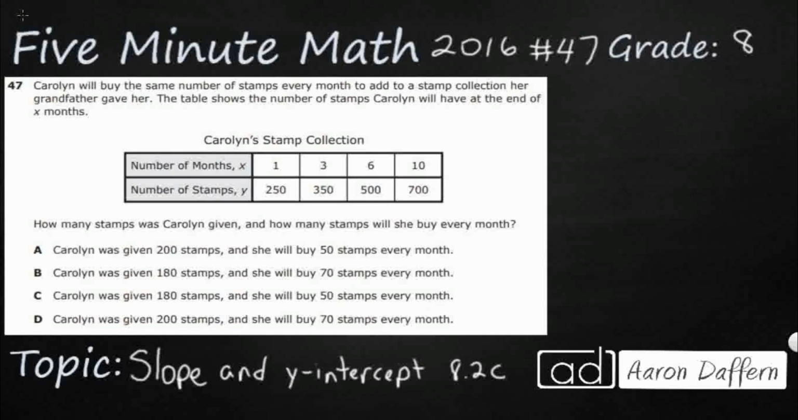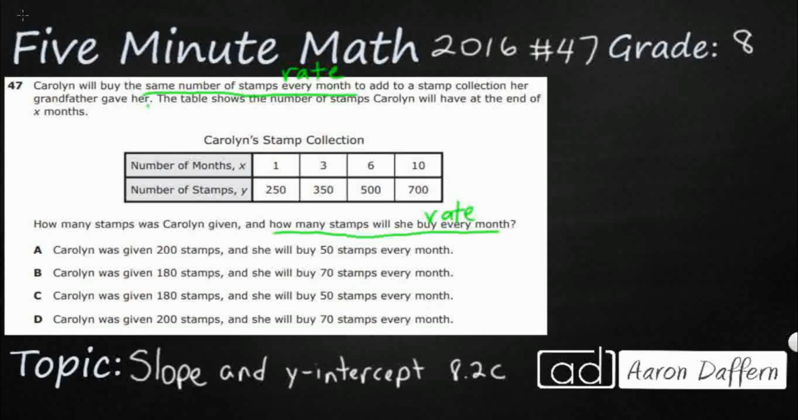So we've got Carolyn. She's buying the same number of stamps every month. All right, so we have some type of rate that we're using consistently. We're going to add to the stamp collection that her grandfather gave her. And so here's our numbers, and we need to figure out how many stamps she will buy every month. So that's the rate we're looking for.